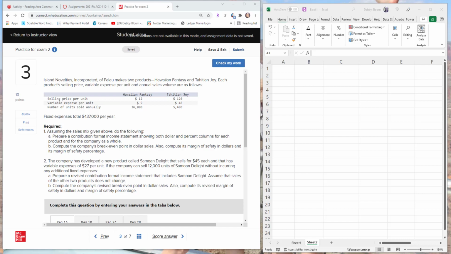Let's work on practice exam number 2, problem number 3. In problem number 3, we have Island Novelties Incorporated of Palau makes 2 products, Hawaiian Fantasy and Tahitian Joy. Each product's selling price, variable expense per unit, and actual sales volume are as follows.